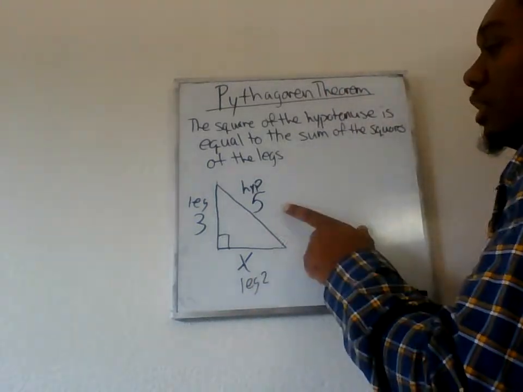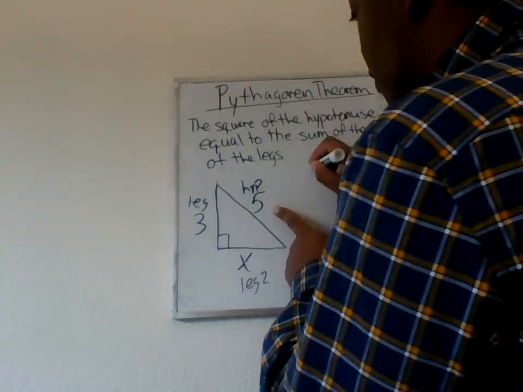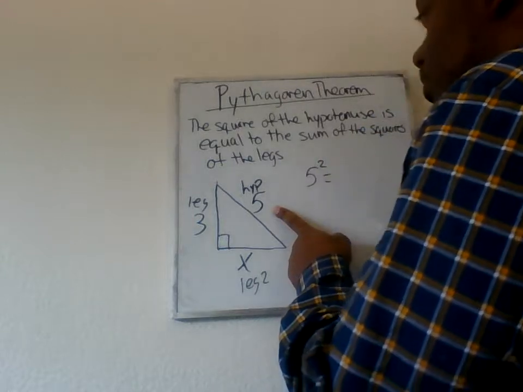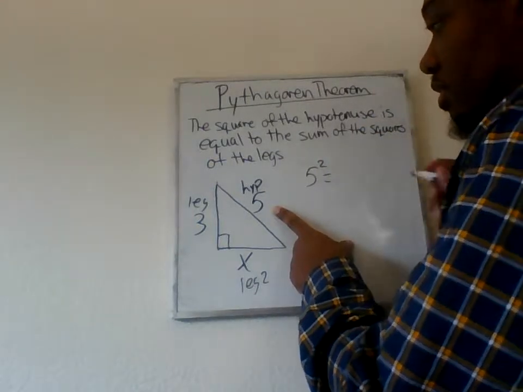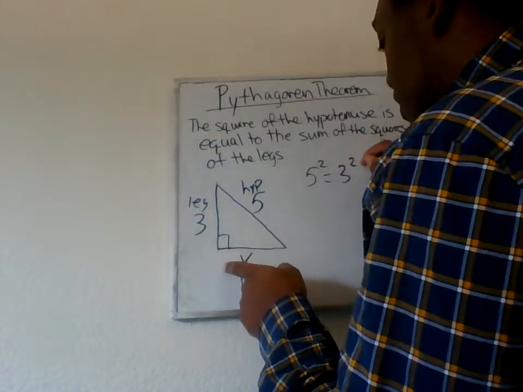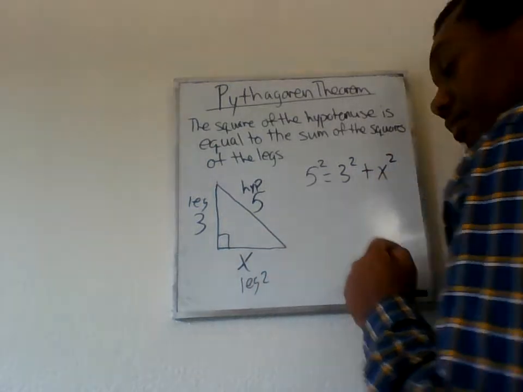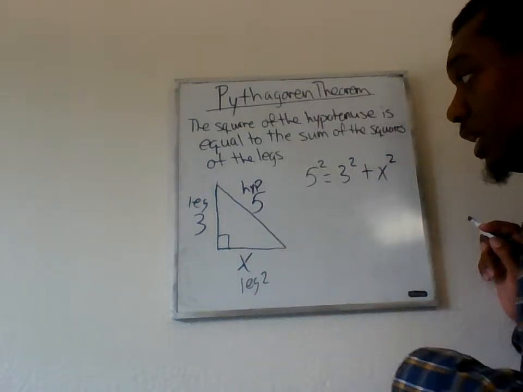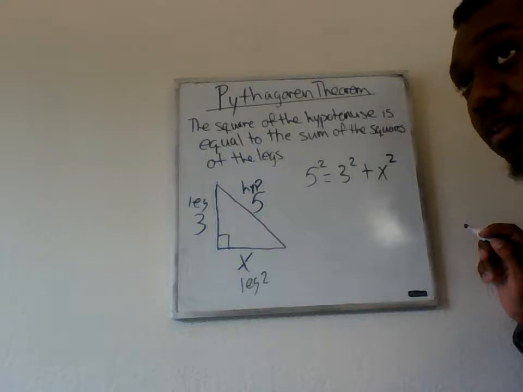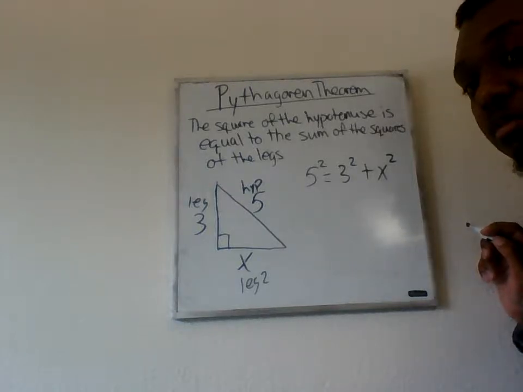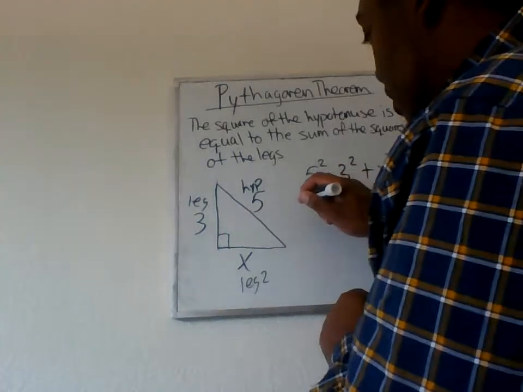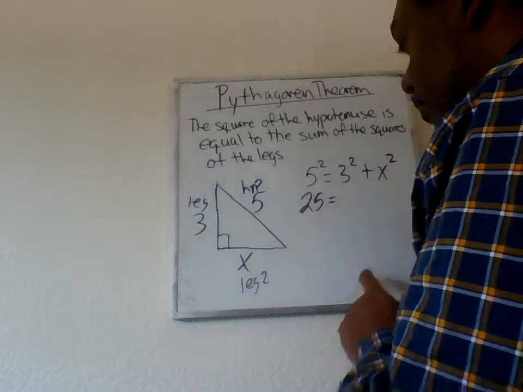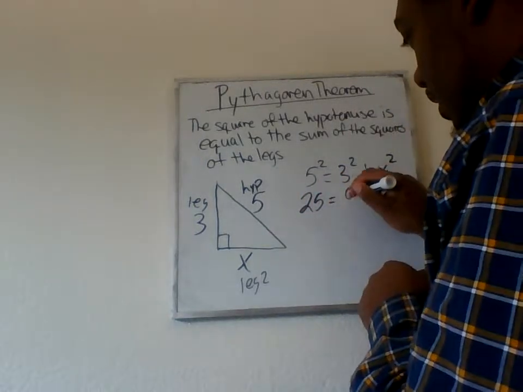Okay, so the square of the hypotenuse, so 5 squared, is equal to the sum of the square of the legs, so 3 squared plus x squared. All right, good. So from here, we can simplify our expressions. 5 squared would be 25. 3 squared would be 9.